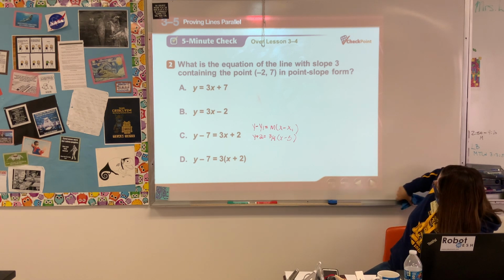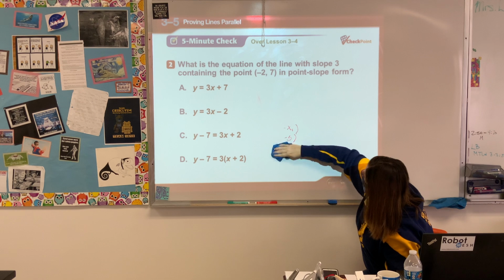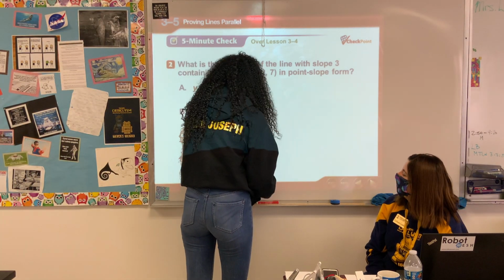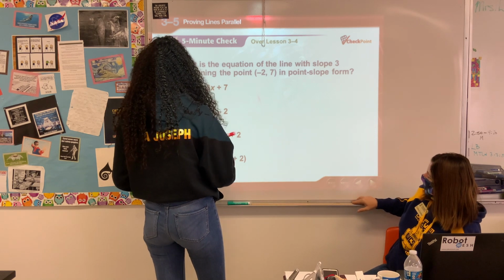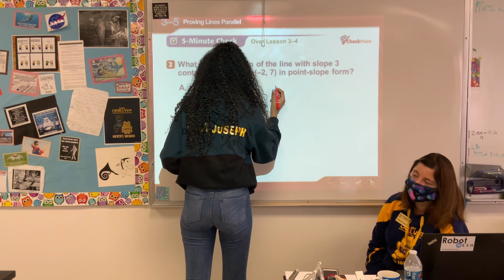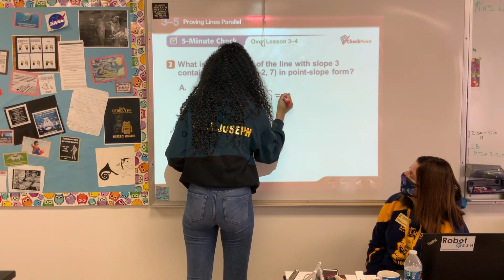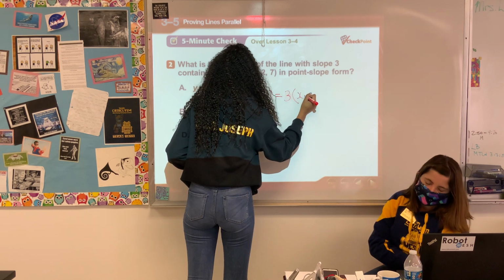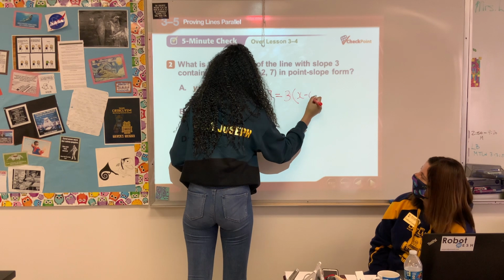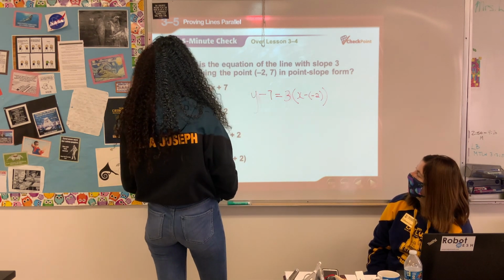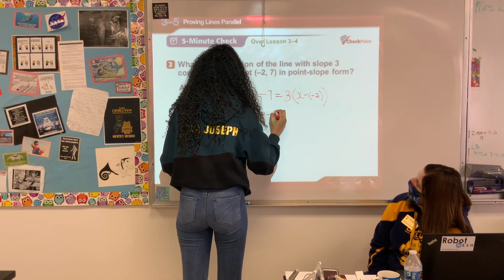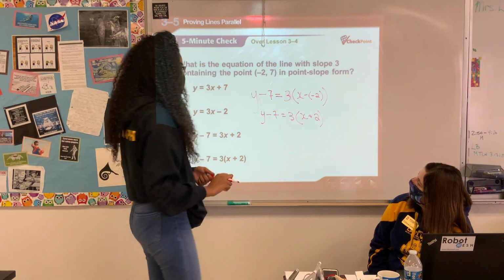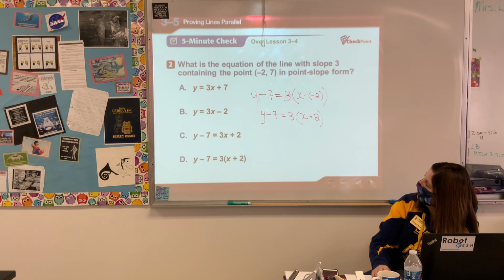Can I do this one? Sure. So still we have a slope and we have a point. She's just kind of mixing what she's doing. She decided at first not to write out that base equation and was just going to start plugging things in. That's good. So simplify that a little bit. And is that one of our choices? That appears to be choice E.